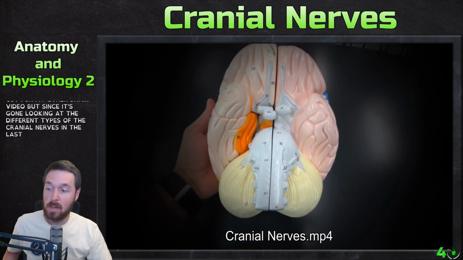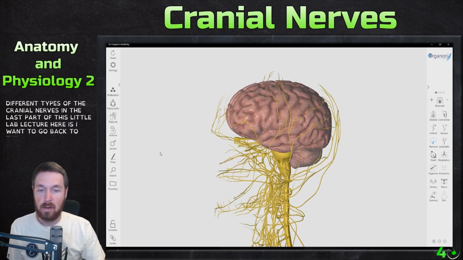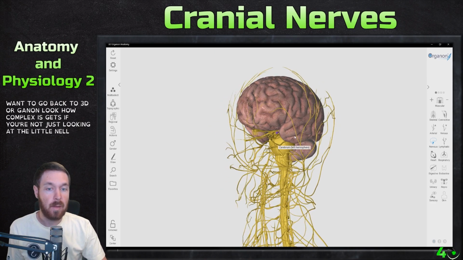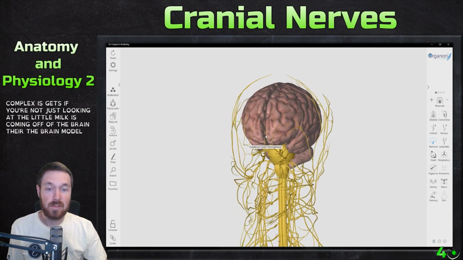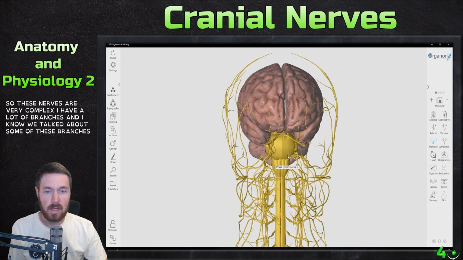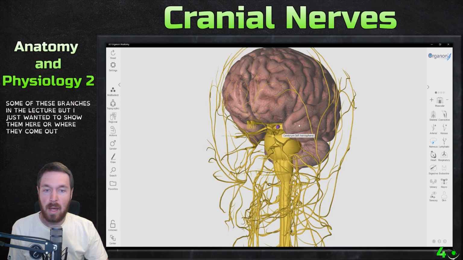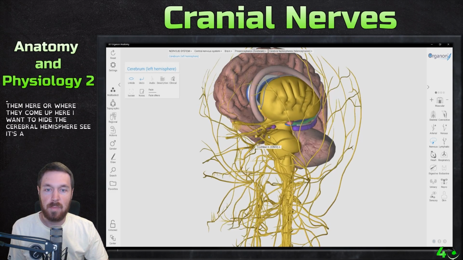And the last part of this little lab lecture here, I want to go back to 3D Organon. Look how complex this gets if you're not just looking at the little nubs coming off of the brain model. So these nerves are very complex. They have a lot of branches. And I know we talked about some of these branches in the lecture. But I just wanted to show them here of where they come off. I want to hide the cerebral hemisphere. It helps see it a little better here.